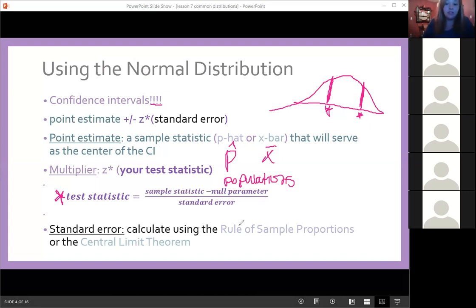And in terms of your standard error, we've kind of just been talking about it in general, but we do want to recognize that our standard error basically comes from either the rule of sample proportions, if we're talking about proportions, obviously, and the central limit theorem is what we use for means. So that's how we find our standard error, which is important too.